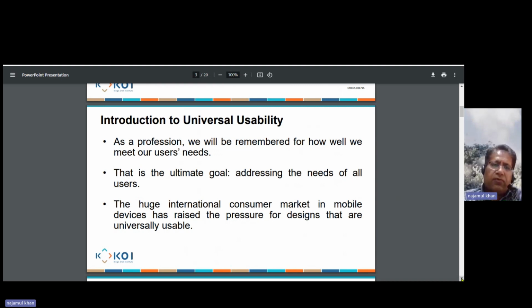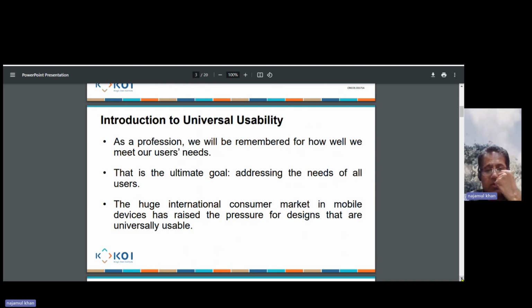The ultimate goal is to address the needs of all users as much as they can. We have talked about this before. It's not practically possible to make everyone happy, but to a large extent, we can achieve our goals by designing in such a way that meets the expectations of the majority of the users. As we all know, especially with the huge international market for mobile phones, there are raised pressures for designers to make designs that will be accepted by most of the users.